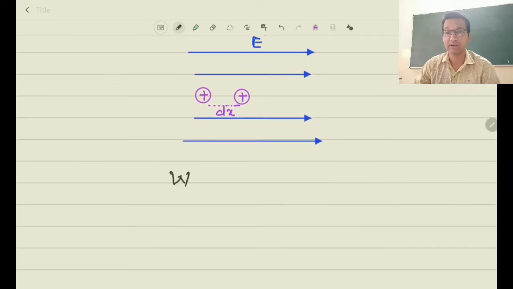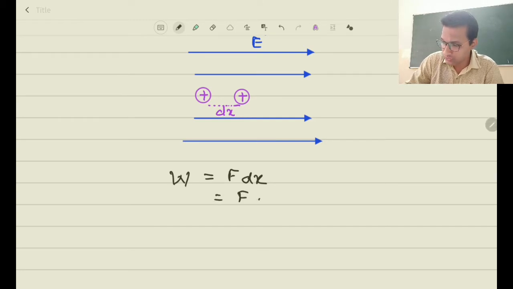and from this work we can easily find what is the change in the energy. We know the equation for work is force into displacement. Now displacement is in the x direction, so I am taking dx, or in general we can write F into dr, so that it can be x, y or z. So W is equal to F into dr.